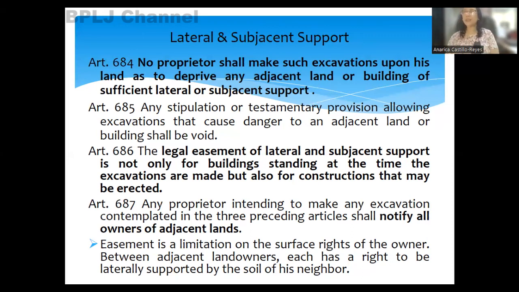Supreme Court said there is no need to annotate it because it is a legal easement, it exists by law, and that adjoining property owners are entitled to lateral and subjacent support, and they are entitled to be supported by the land of the adjoining owner. But there is no need to have it annotated.